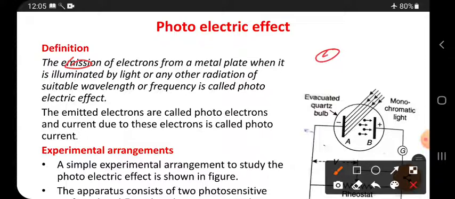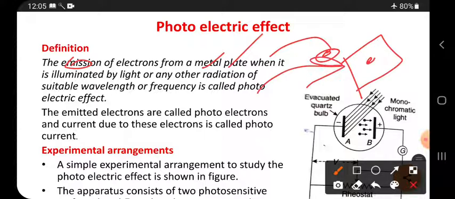Here, emission means the electron has to come from the atom, okay, from the metal plate. Why? Because a metal plate contains many atoms. When light falls on this metal plate, this light energy will be absorbed by the electrons in the atom, then that electron comes outside. But for all frequencies of incident light, electrons cannot come outside. For a suitable frequency, electrons can come outside. That suitable frequency we generally call the threshold frequency. I will explain that later in this chapter.